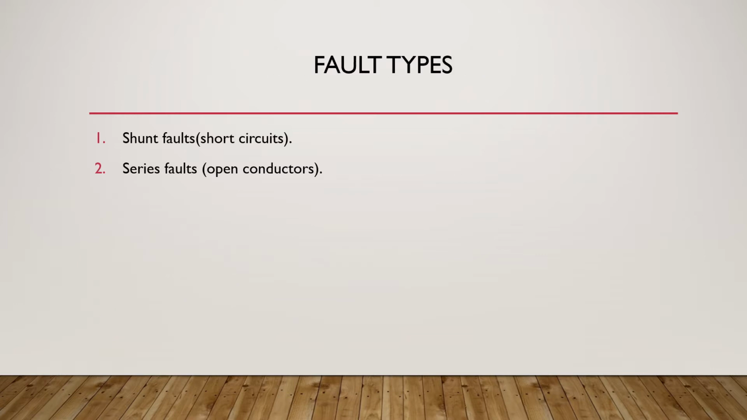Now coming to the types of faults, we have two types. First one is the shunt type of fault, also called short circuit fault, and the second one is called series fault, also called open conductors fault. Let us discuss one by one.